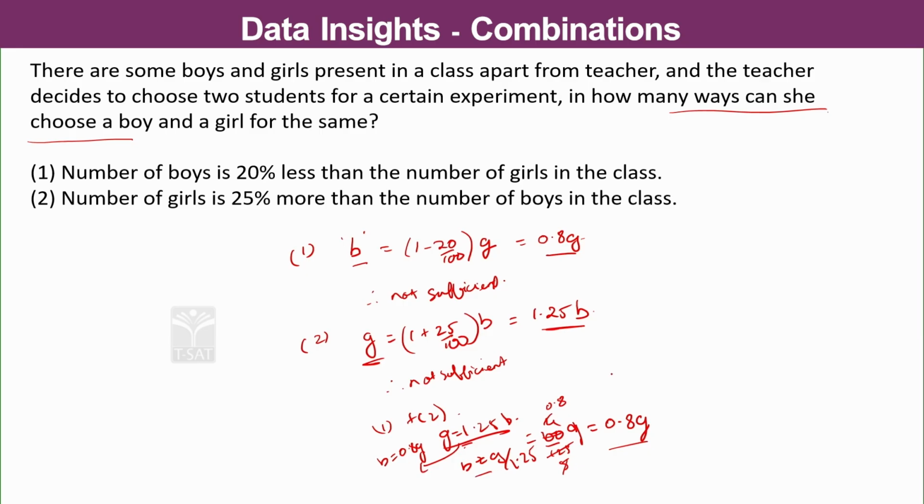So together also they are not sufficient to answer the question. When the statements together also cannot answer the question, answer option becomes E: when both the statements together are also not sufficient to answer the question. So E is our answer option. Let's move to the next question now.